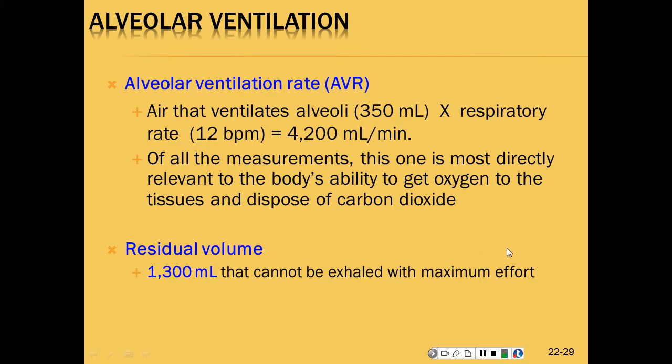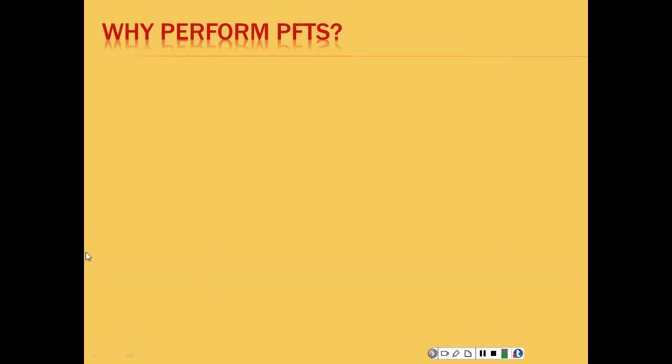Now our residual volume. So now we're looking at different values that you have during respiration and expiration. We have our residual volume. The normal value is 1,300 milliliters, and that cannot be expelled with maximum effort. This is the volume that stays in the lungs. No matter if you exhale as hard as you can, you're always going to have that small bit of volume left inside.